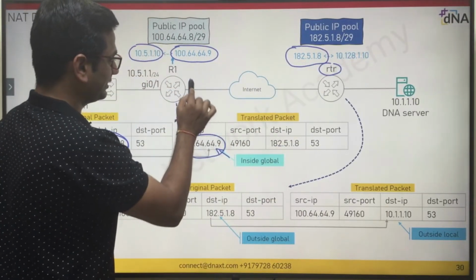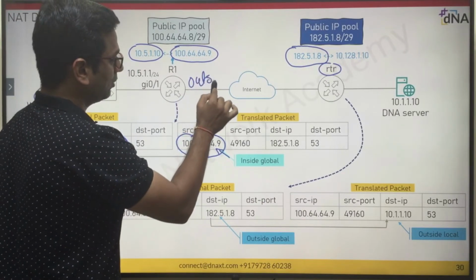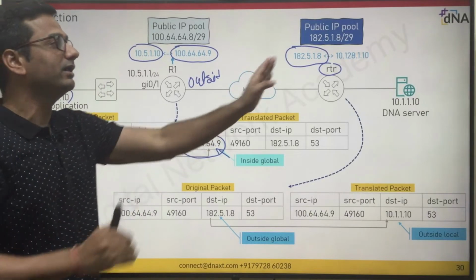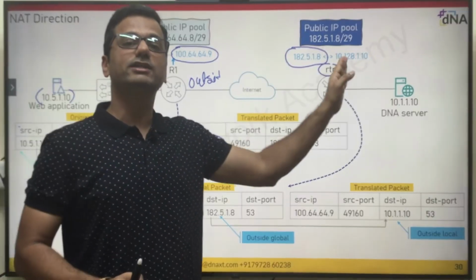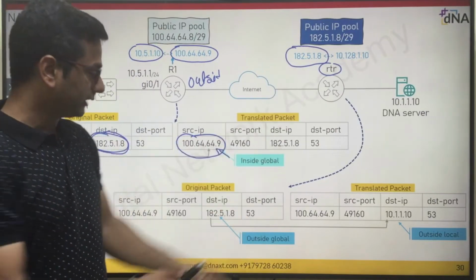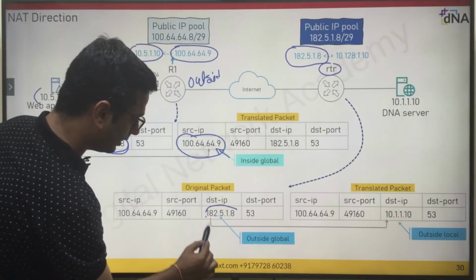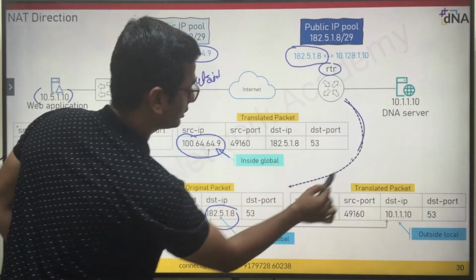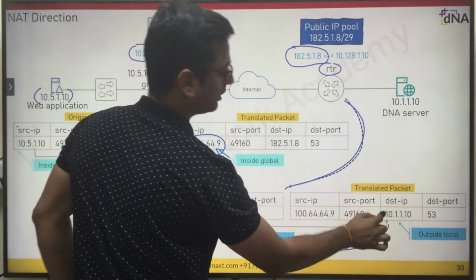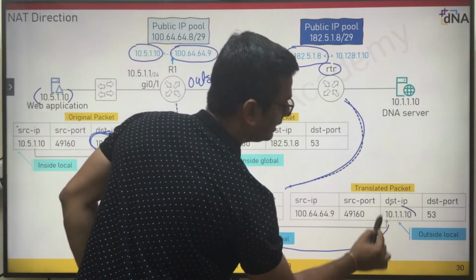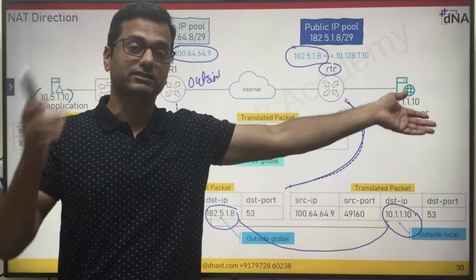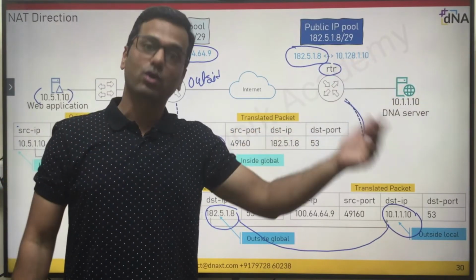This is my outside interface, right? So for me, sitting here, when I look at it, 182.5.1.8 is my outside global. As soon as this outside global is changed by the router with the private IP address 10.1.1.10, this IP address after translation, the destination IP after translation, is my outside local.